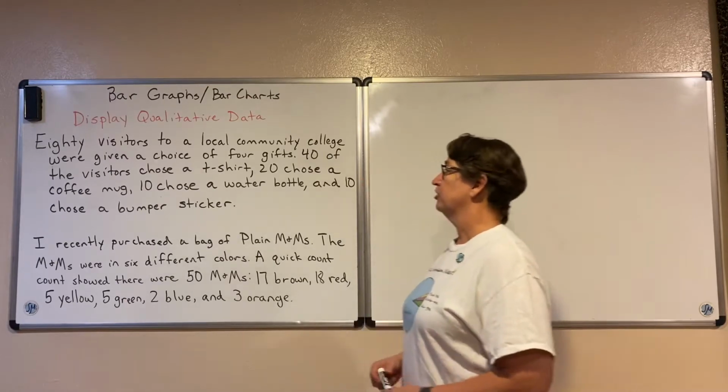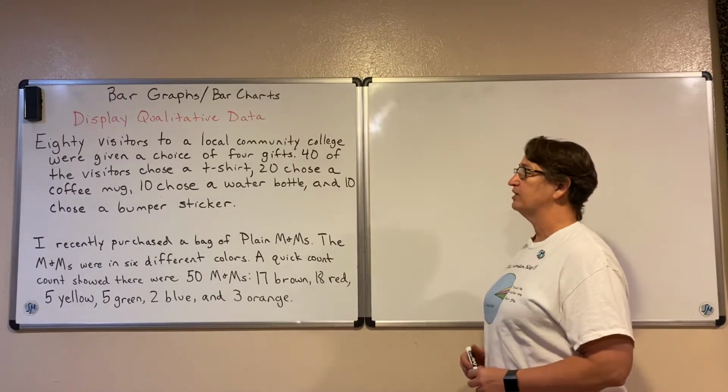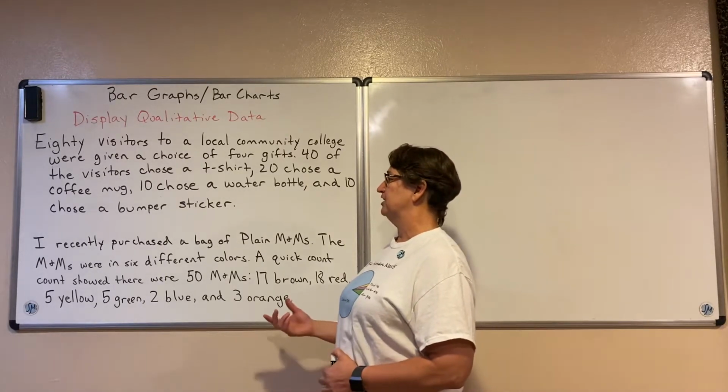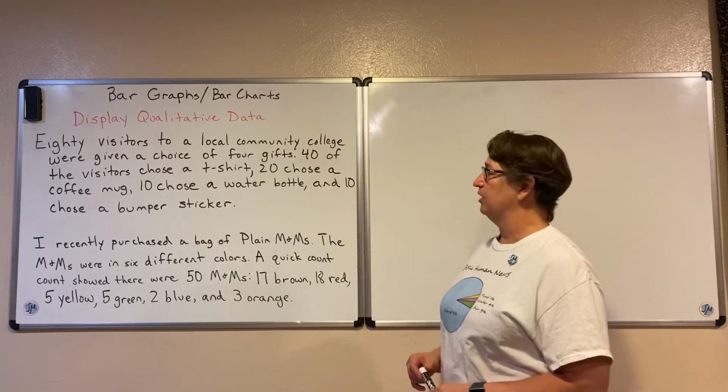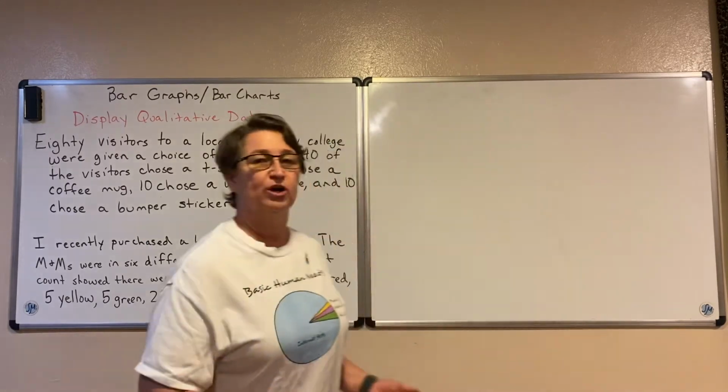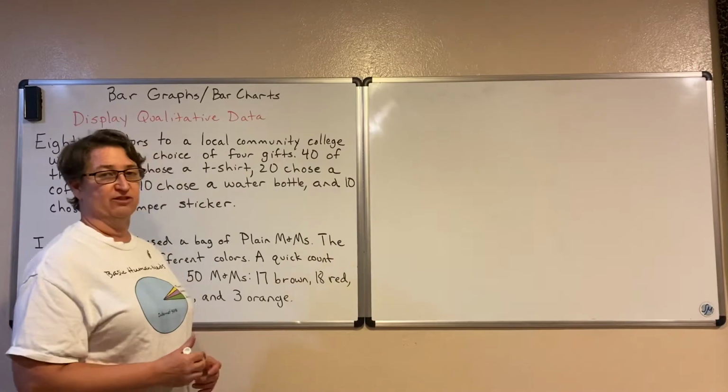80 visitors to a local community college were given a choice of 4 gifts. 40 of the visitors chose a t-shirt, 20 chose a coffee mug, 10 chose a water bottle, and 10 chose a bumper sticker. We're going to make a bar graph to represent this data.